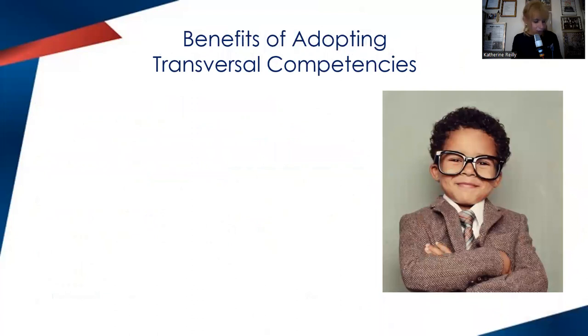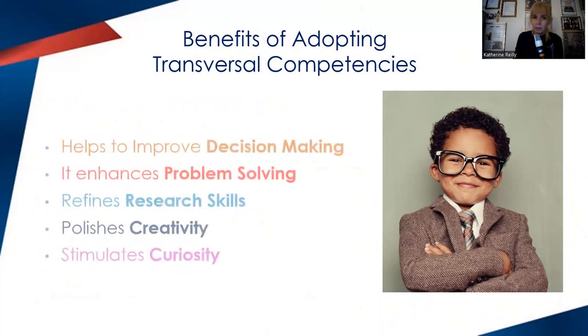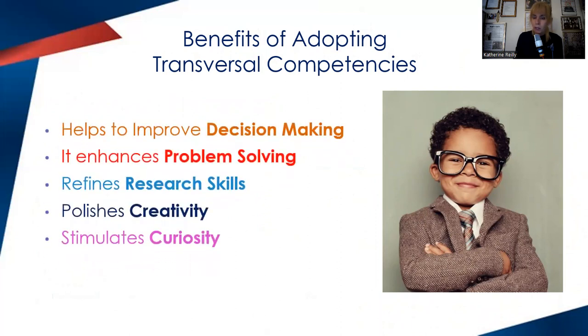So, as we can see, the benefits of adopting transversal competencies are many. It helps to improve decision making. It enhances problem solving, research skills, our creativity, and of course, it stimulates our curiosity in class. Once the critical mind starts working, he will be thirsty for more knowledge, and that's what we want. We want curious, hungry little minds.